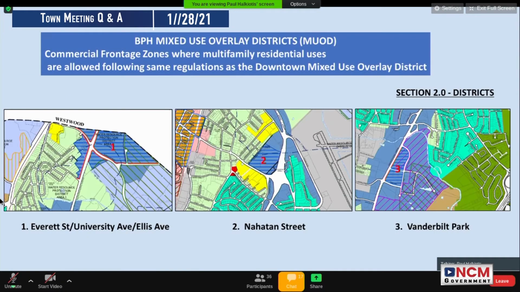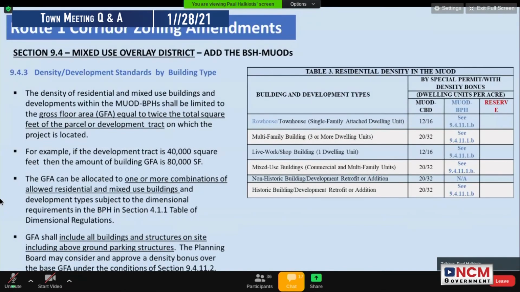Again, here we zoom in on these areas that would be allowed for mixed use, from left to right: the Everett Street University Ave area, the area on Ponson Street near the traffic circle, and along Vanderbilt Business Park. The mixed-use zoning district has the standards that we utilize from the downtown. It uses a different gross floor area approach to regulating the density.